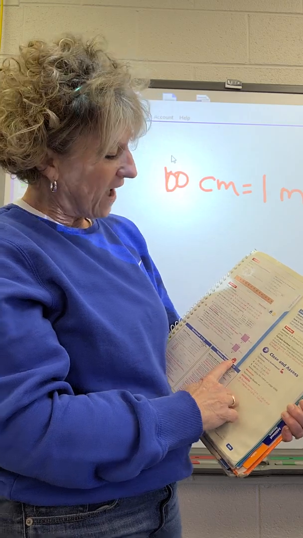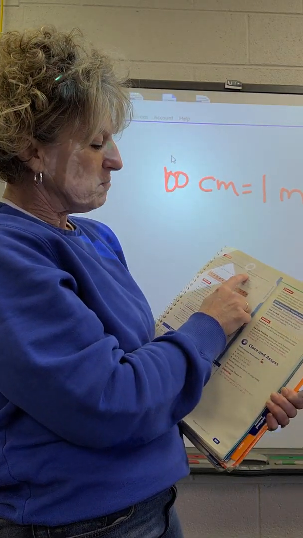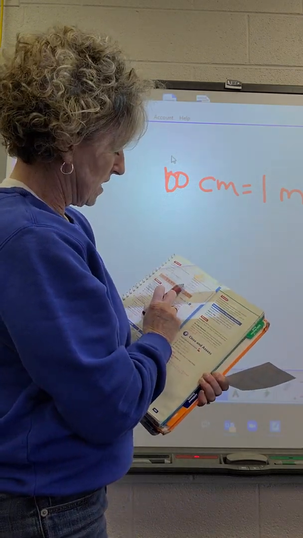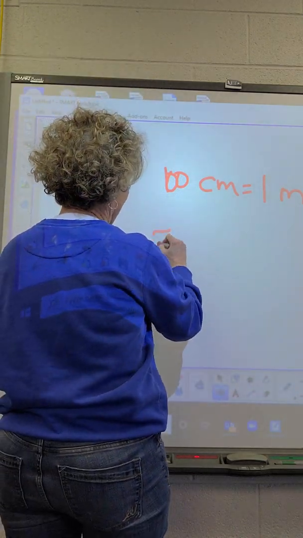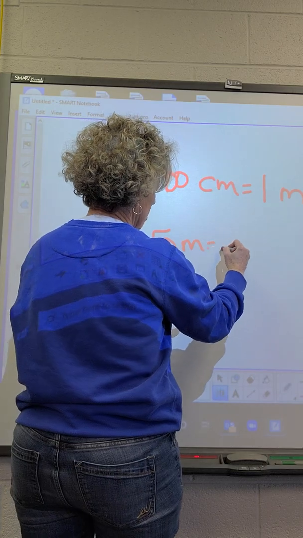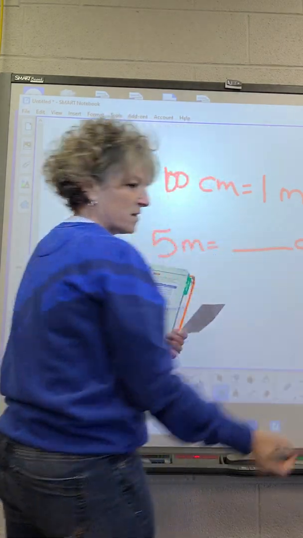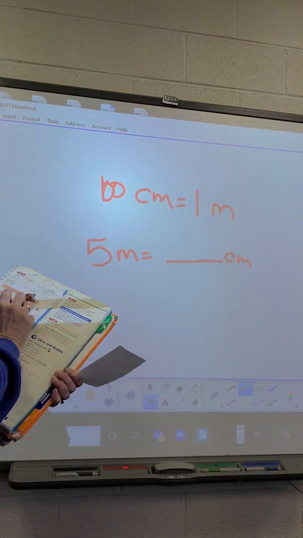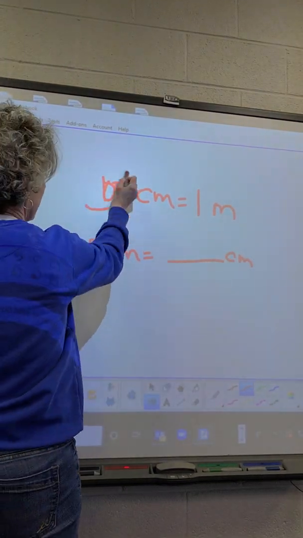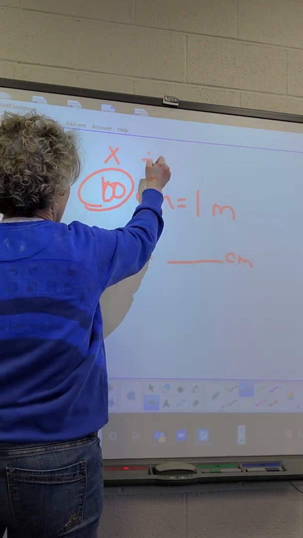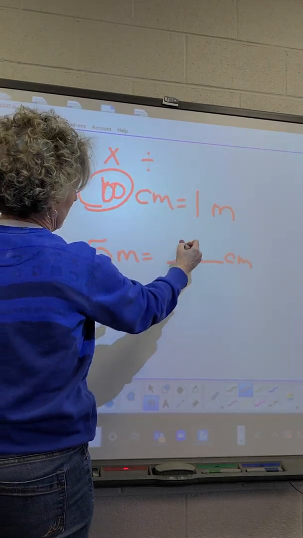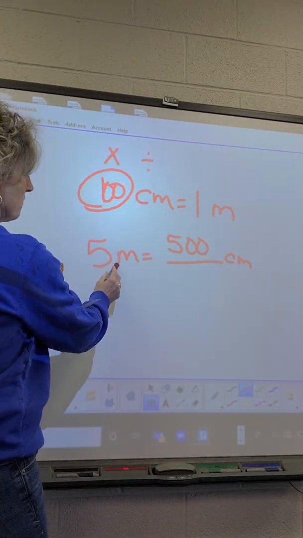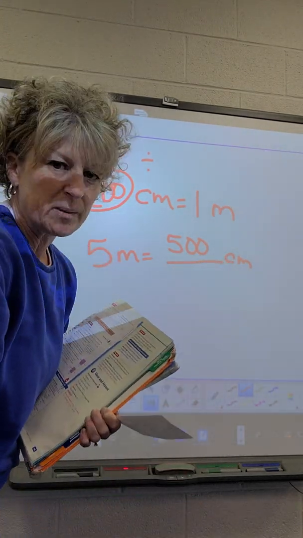And you'll see on page 509, here is one way to change meters to centimeters. Say you know the meter, like 5 meters, okay? And you want to change that to centimeters. Then you're going to multiply by 100. Well, 5 meters would be 500 centimeters. So just remember, when you're going from meters to centimeters, you're multiplying by 100.